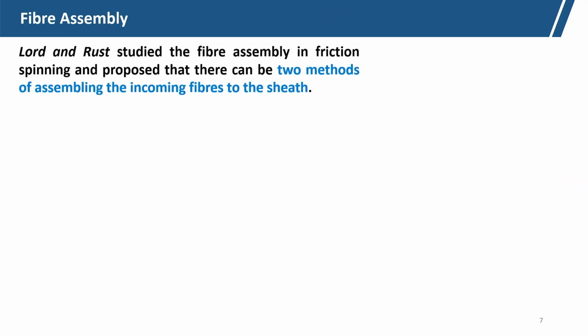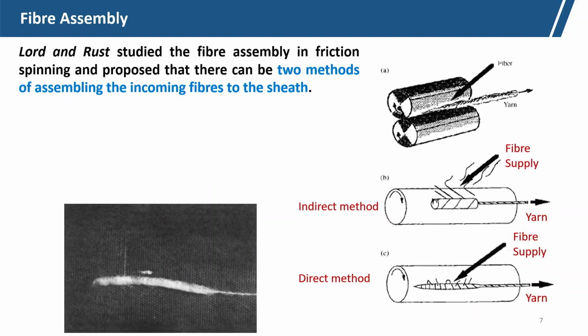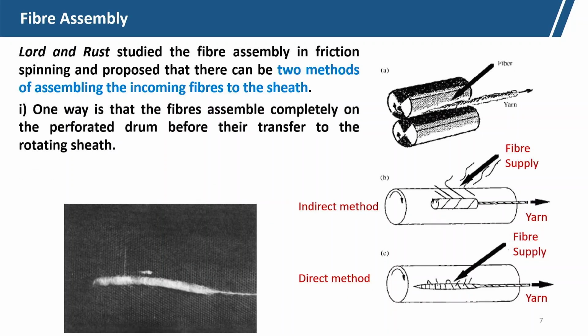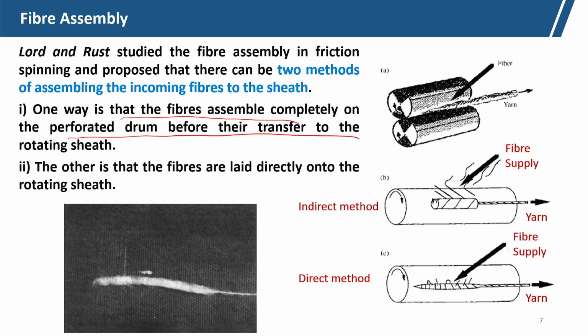So, Lord and Rust studied the fiber assembly in friction spinning and proposed that there can be two methods of assembling the fiber into the sheath. So, these are the two methods. One way is that the fibers assemble completely on the perforated drum before they are transferred to the rotating sheath. Okay. And the other is that the fibers are laid directly onto the rotating sheath. So, they have proposed this.